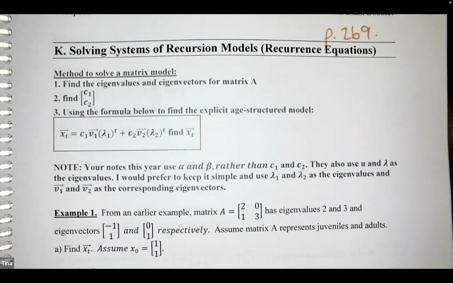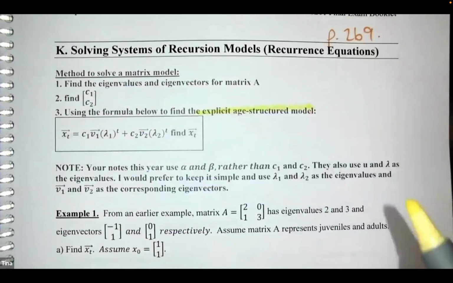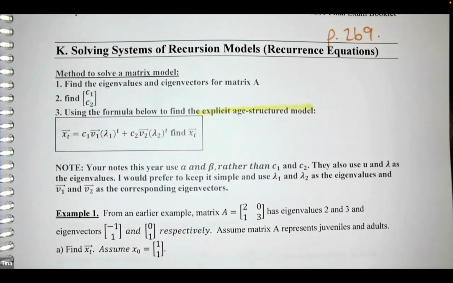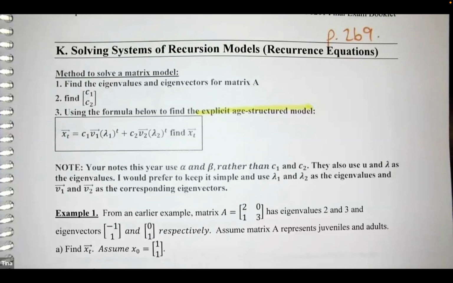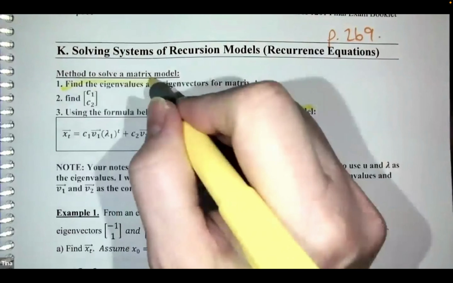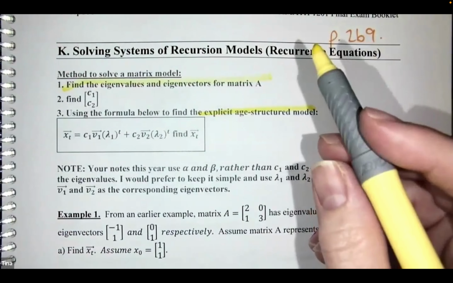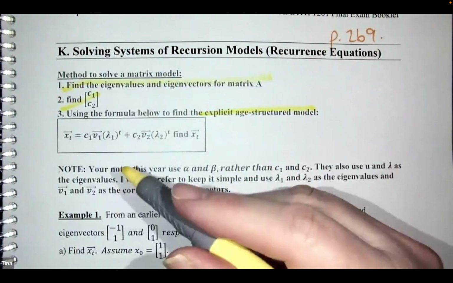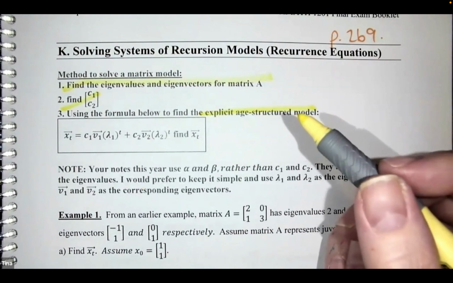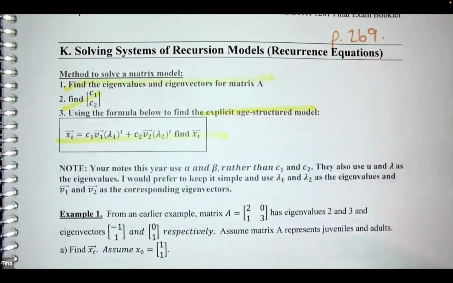In K, we're going to have systems of recursion and solving to find, sometimes I call it, the explicit age structured model. So we can be dealing with questions like juveniles and adults and things like that. Okay. So you're always going to have to find your eigenvalues and eigenvectors first, and then we'll find the constants. So we talked about finding C1 and C2 before. And then this will be our explicit solution. So it'll be x_t is C1 V1 lambda 1 to the t plus C2 V2 lambda 2 to the t.